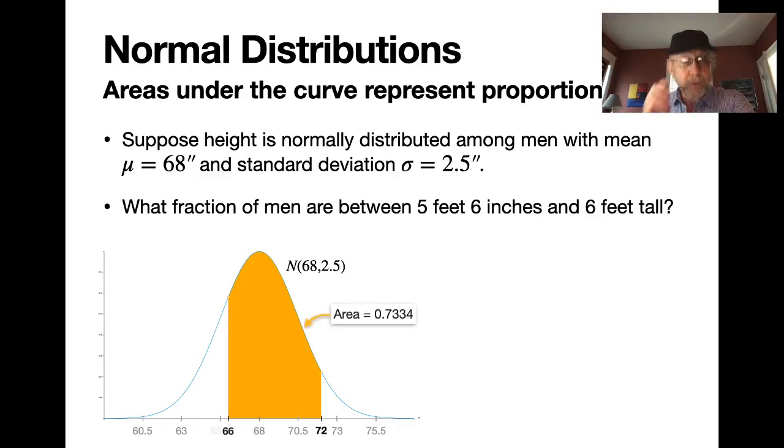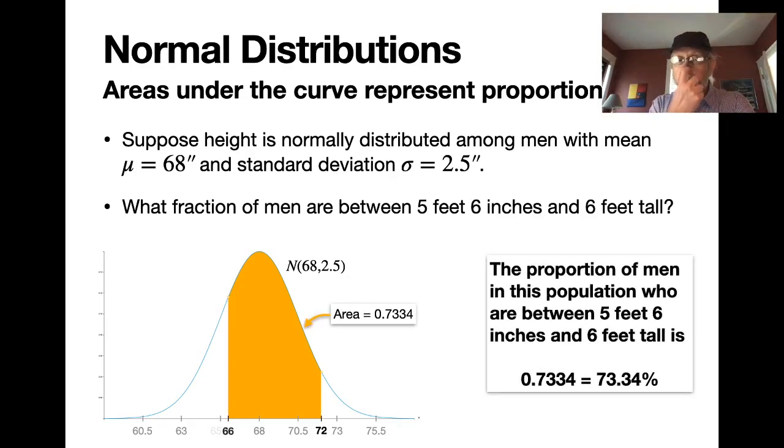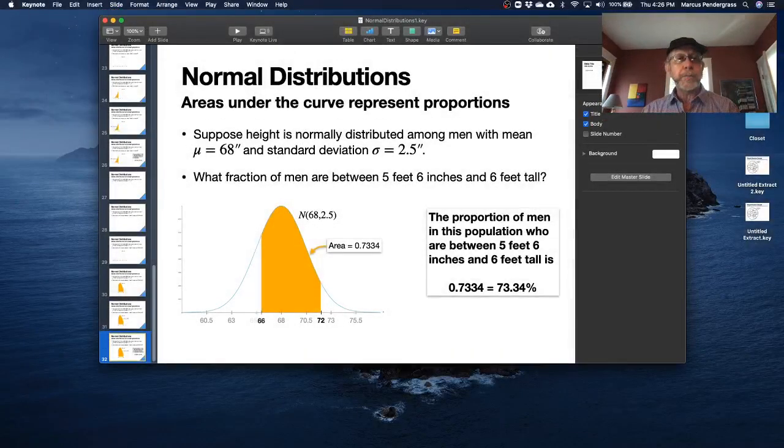That area turns out to be 0.7334. And so 73.34% of men in this population are between 5 feet 6 and 6 feet tall. So areas under the curve represent proportions of the population.